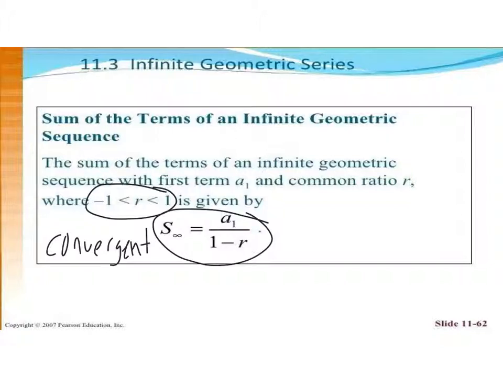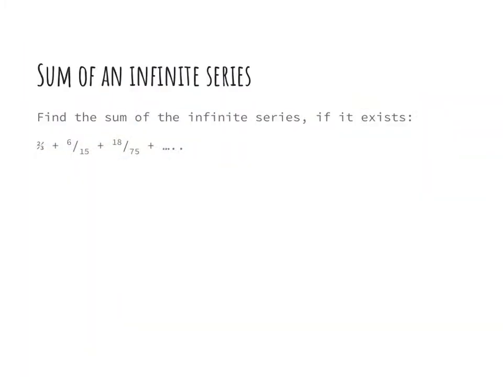So we take a sub 1 and we divide it by 1 minus r, and we can find our sum. But again, the first thing we need to do is make sure that it is, in fact, a convergent sequence or series. So our first example, we're going to find the sum of the infinite series if it exists. So once again, we've got 2/3 plus 6/15 plus 18/75. So first of all, we need to find r to make sure it's a convergent series first.